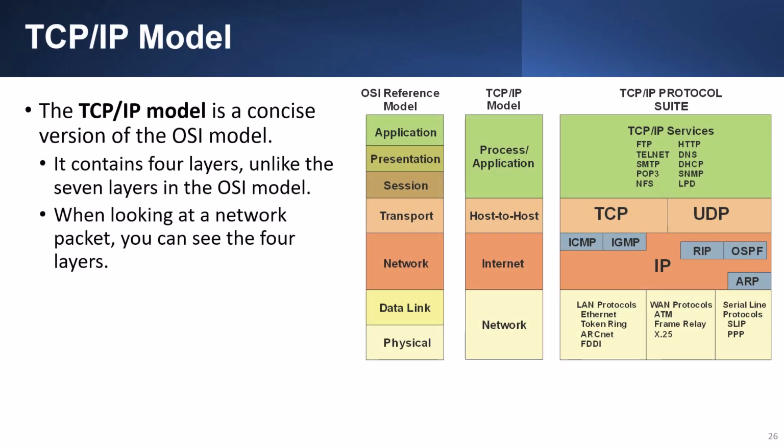The TCP/IP model is a concise or simplified version of the OSI model. It contains 4 layers, unlike the 7 layers in the OSI model. When looking at the network packet, you can see the 4 layers.